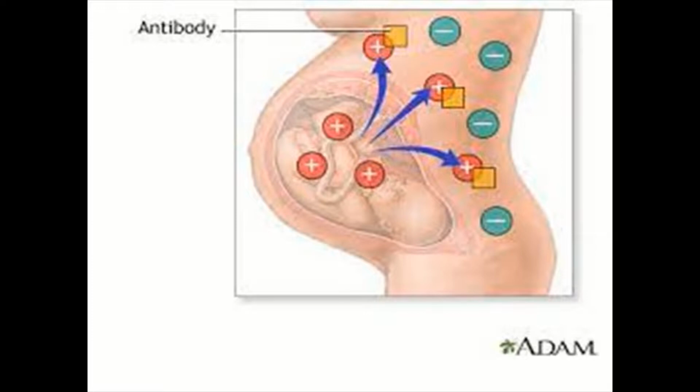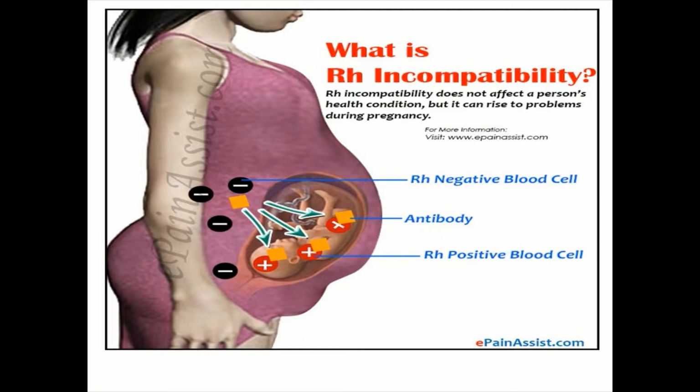So fetal RBCs might enter the maternal circulation, and this induces production of antibodies by the mother. This antibody production usually takes months, and with the first pregnancy, most of the time the damage to the fetus is less. But with subsequent pregnancies, the mother now has memory cells and memory antibodies, and these antibodies will be produced rapidly whenever she conceives an Rh positive fetus.